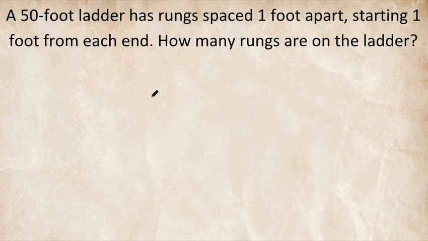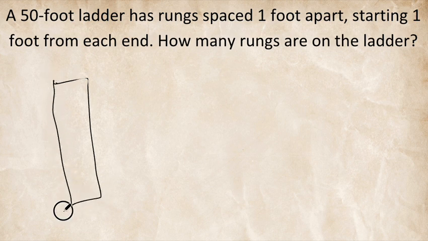Next, we have a similar question where a 50-foot ladder has rings spaced 1 foot apart, starting 1 foot from each end. So how many rings are there on the ladder? This is another one of those tricky ones where you might just think it's 50, but it's best to draw it out, right? So let's say there's a 50-foot ladder. Here's your ladder, so this is 0 to 50, and it has rings spaced 1 foot apart, starting 1 foot from each end.